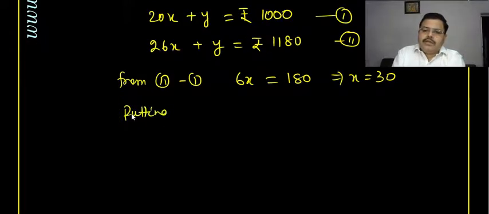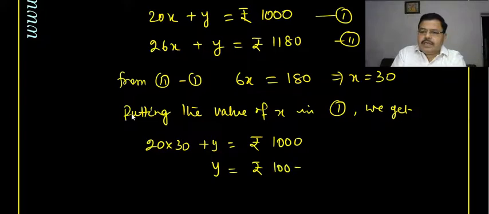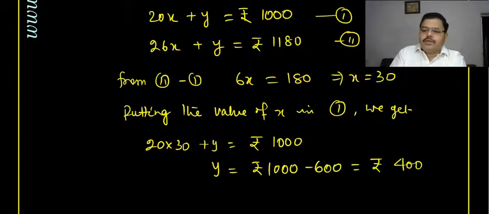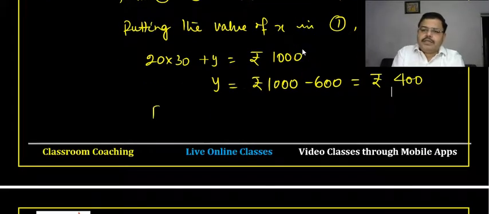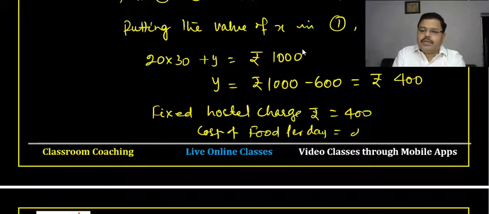Now putting the value of x in one, we get 20 into 30 plus y is equal to 1000, and therefore y is equal to 1000 minus 600, isn't it? That is rupees 400. So the fixed hostel charge is rupees 400, and the cost of food per day is rupees 30. I hope you got it.